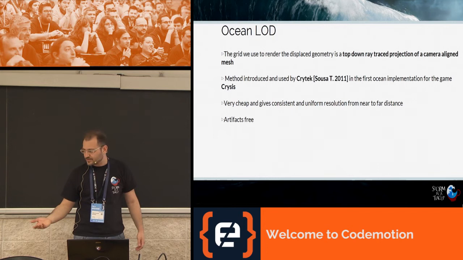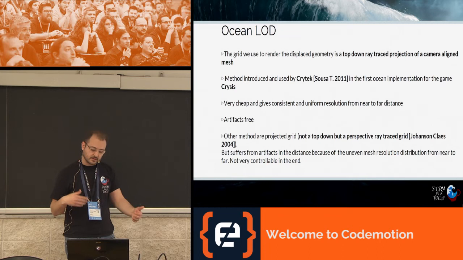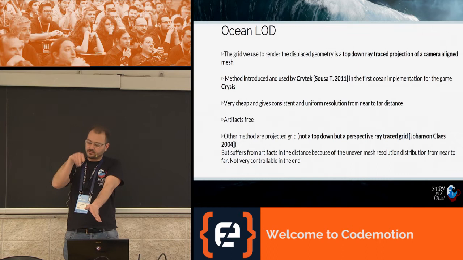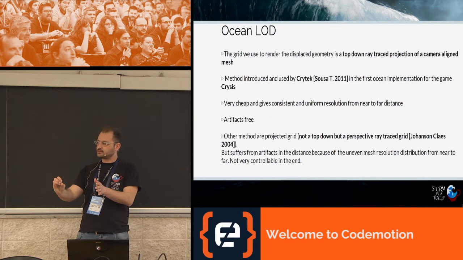Artifacts free. So, other methods are projected. Other methods use a projected grid. It is not a top-down, but a perspective ray-traced grid, which is something different. When you have a perspective projection of a grid, you can see that the points are not equally spaced. They are very close to the observer.